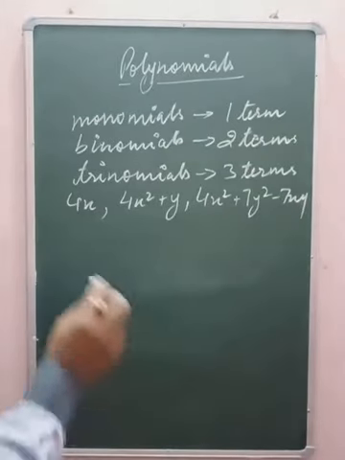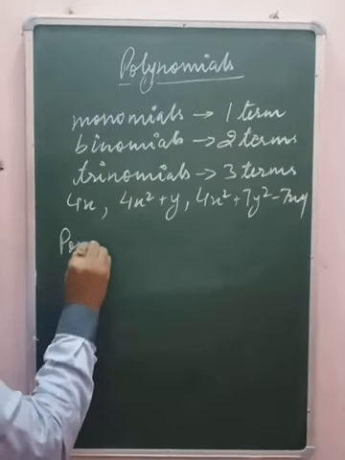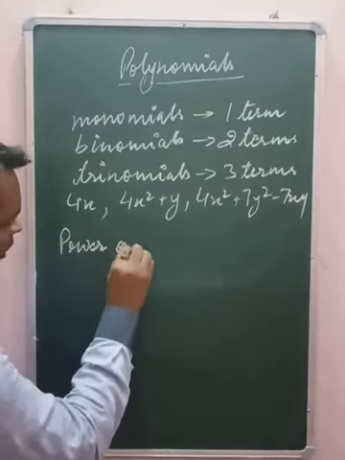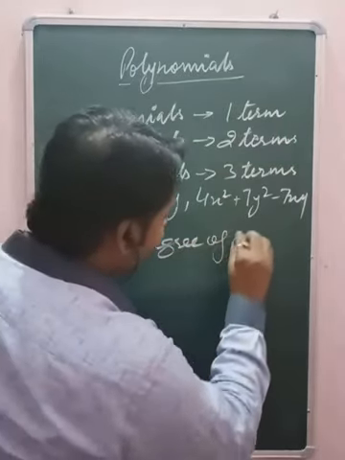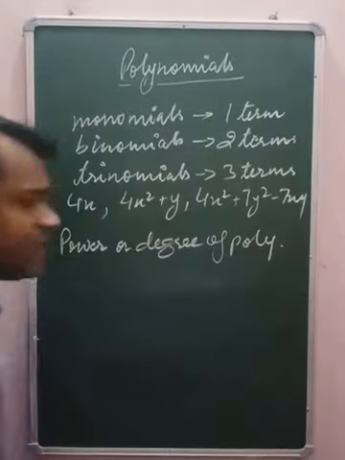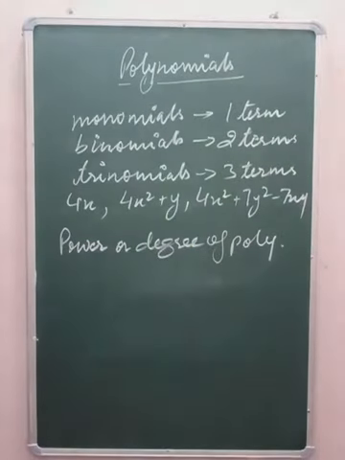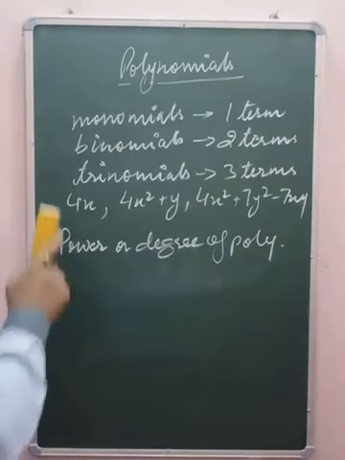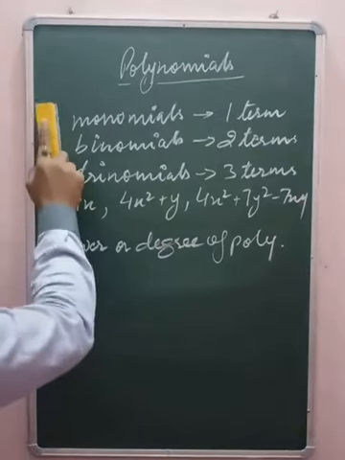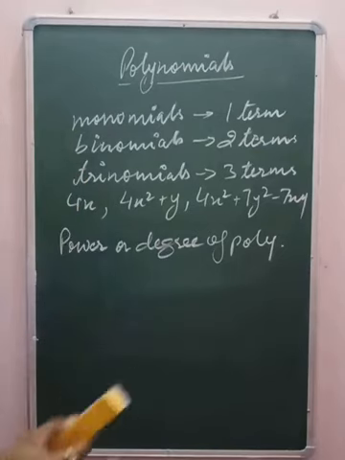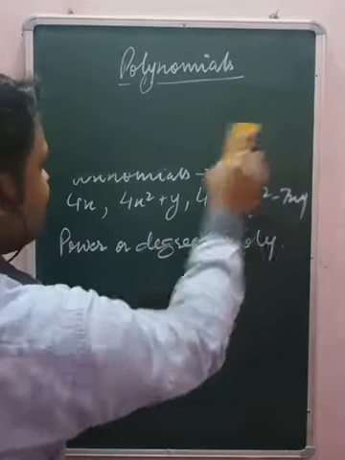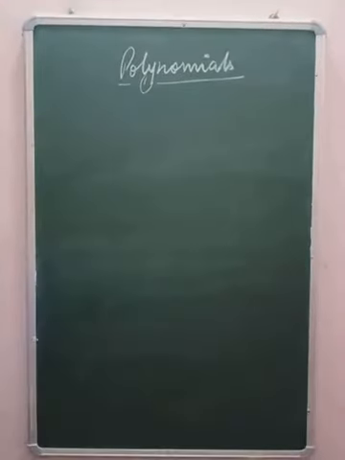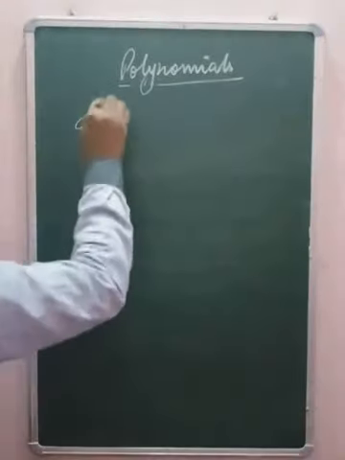Now on the basis of power, or degree of polynomial, we can again distribute them in various parts. So before going to the varieties of polynomials on the basis of degree, we will come to know what the degree of a polynomial is. Firstly, degree of polynomials.